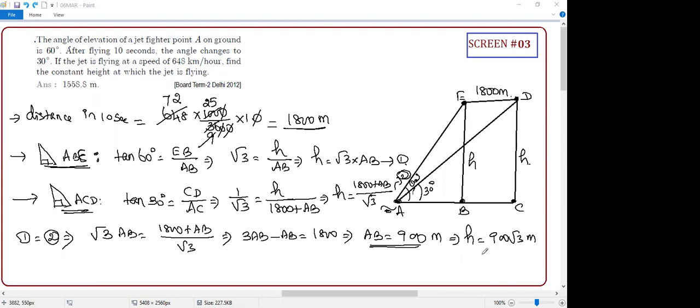Clear or not? So this value is equal to, if you multiply that, you will get 1.88 meters. Okay. Finally, please write the answer, student. What will you write? Sir, if we multiply by 1.73, we'll get 1.557. No, 1.732. Sir, if I take 1.73, no problem, guys. That small point will not be considered. No problem. Okay.